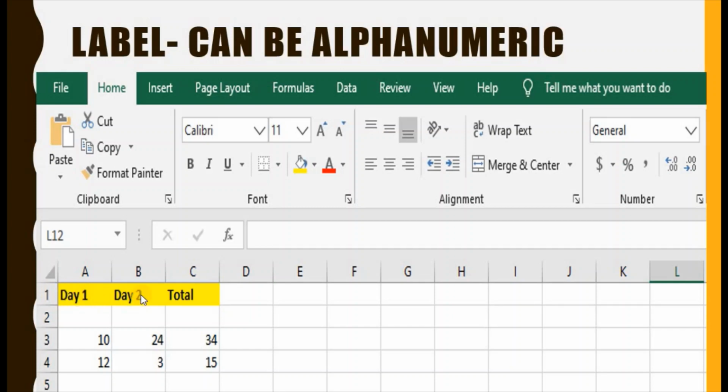Also in this example, I have provided 3 column labels or column headings. Day 1, which indicates that this is alphanumeric. It is a mixture of letters or the text and a number. Same for B. And then in C, it was only alphabet, meaning that only letters were used in this instance.